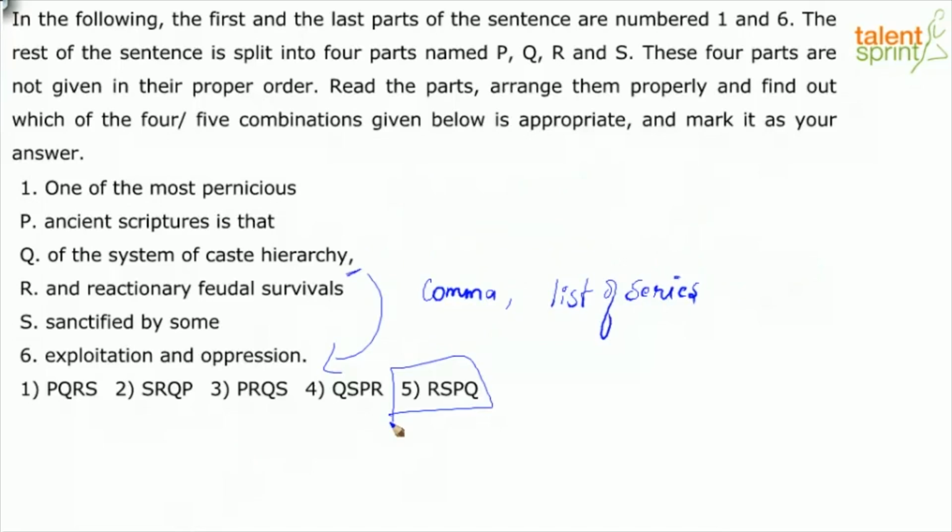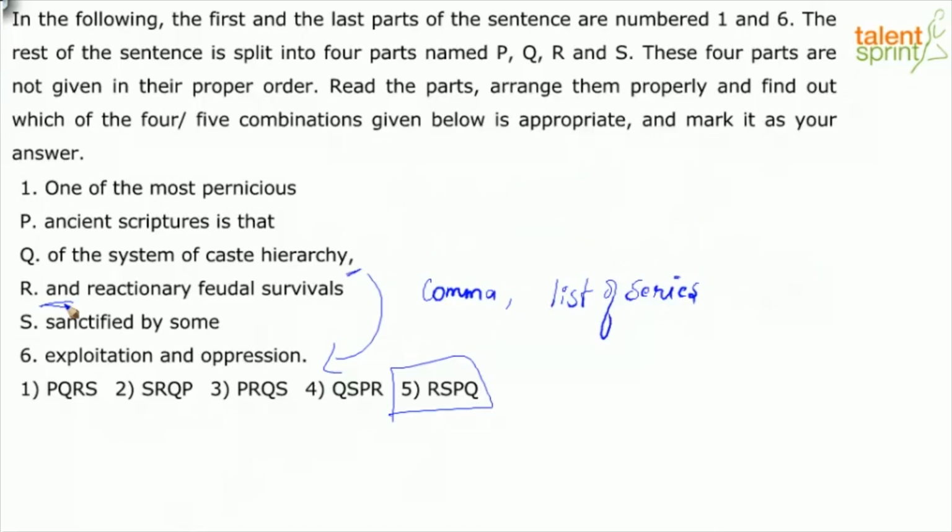RSPQ. See, usually in these questions, right, we need to focus on commas, especially sentence fragments. Paragraphs also will have punctuation marks, right? But at the same time, we can also focus on other things. One of the most pernicious and reactionary feudal survivals. So maybe you can look at the meaning of pernicious and reactionary. Why? Because I have this synonym hint word "and", right? For all I know, maybe you can look it up and let me know. Pernicious and reactionary, right?